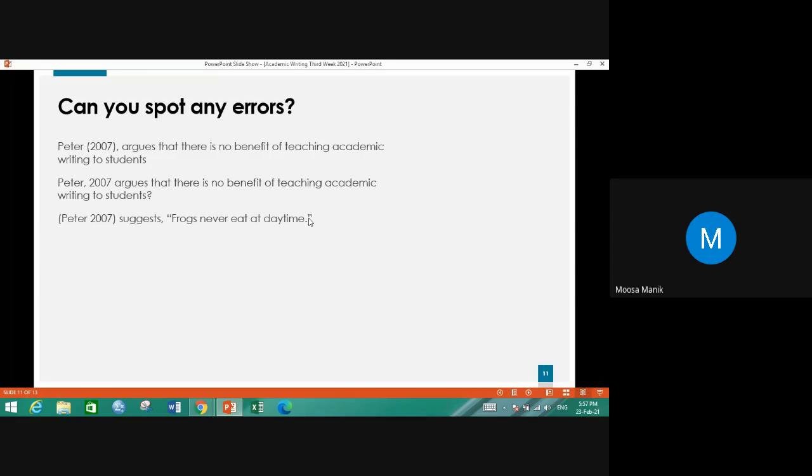So this is a direct quote. In the direct quote, there is something missing there, right? Whenever you use direct quotes, make sure that you use the page number. So Peter 2007, comma, p. 17 suggests, and so on. That is a direct quote. This is something that you need to understand. Anyway, when it comes to the question of in-text referencing, we will be explaining these to you. Okay?